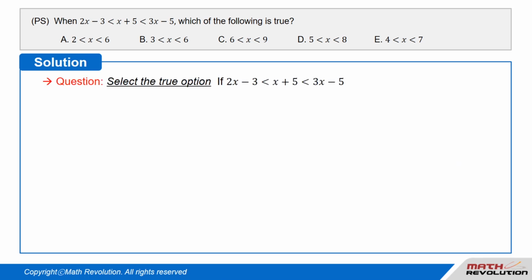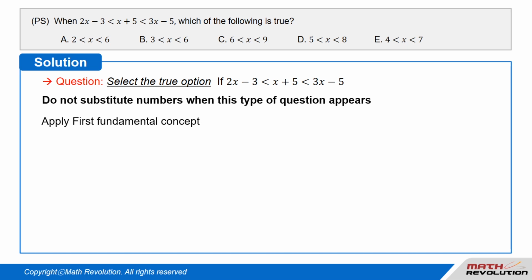We are required to select the option that will be true if 2x - 3 is less than x + 5, which is less than 3x - 5. Do not try to substitute numbers when this type of question appears in the exam. At first, we apply the first fundamental concept.